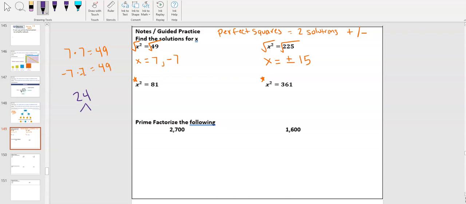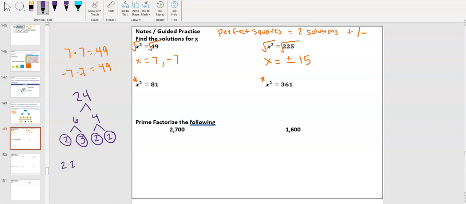So I know that 6 times 4 makes 24. Neither 6 or 4 is prime, so I'm going to continue branching down. Once I get to a prime number, I'm going to circle it, okay? 6 is 2 times 3. Now both 2 and 3 are prime. 4 is 2 times 2. Okay, and once you have all your numbers prime, you now have your prime factorization.